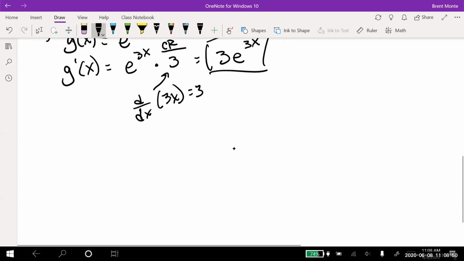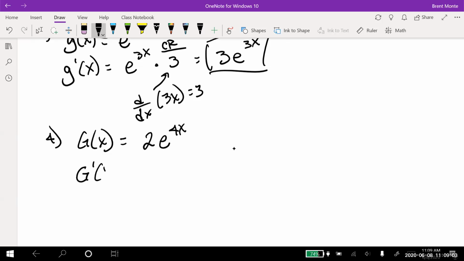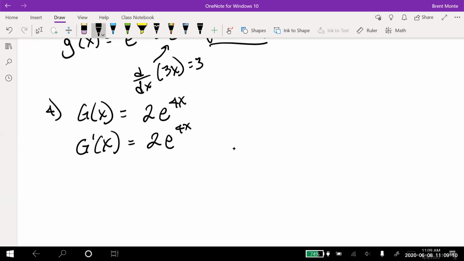Let's look at some more examples. Here's problem 4. Capital G of x, they say is 2 e to the 4x. Well, if I take the derivative, g prime of x, I get all that back, 2 e to the 4x. But then I say times 4 from the chain rule because, again, that was the derivative of the 4x. And so I'd usually multiply the 2 and the 4 together, and I get 8 e to the 4x.